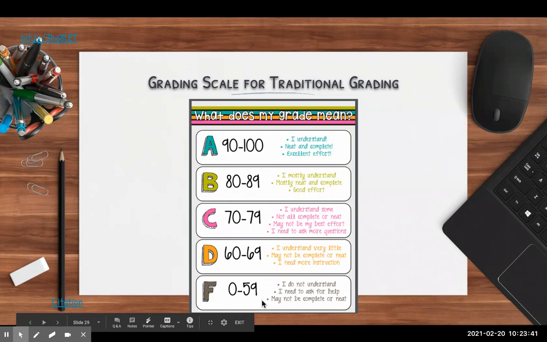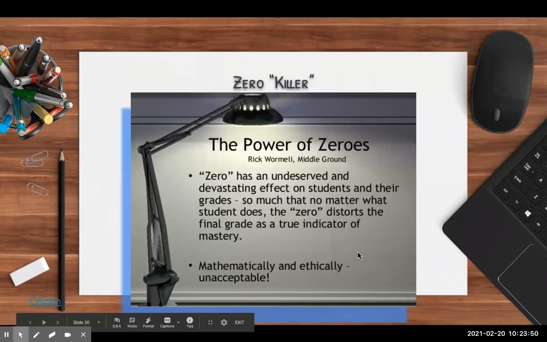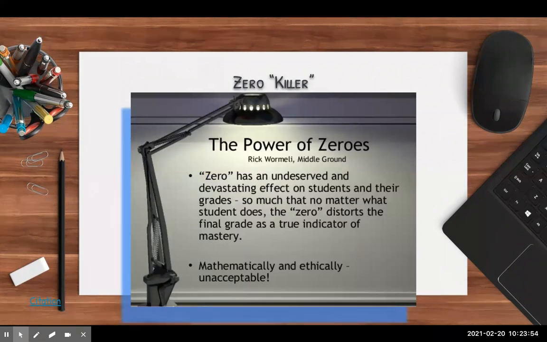If a kid gets an F, their grade goes, whoa, real fast. And you know how hard it is to get him out of that hole. It is very hard. A 0 is a killer, okay? There's lots of research around this, and this was one thing I researched heavily: a 0 is undeserved and devastating. It affects the student's grade and their ability to understand and show mastery, so much that no matter what that student does, that 0 distorts the final grade.